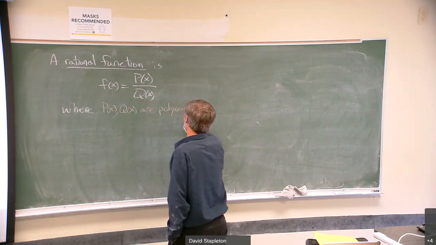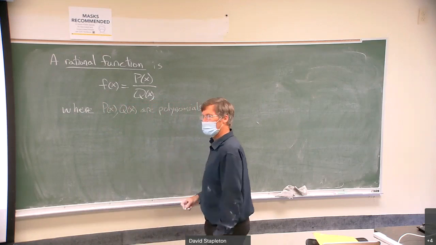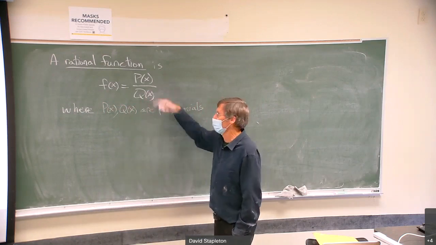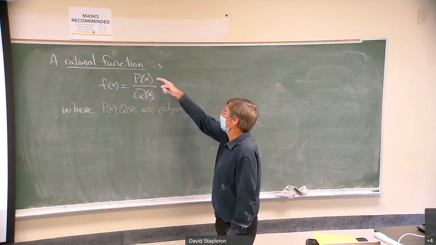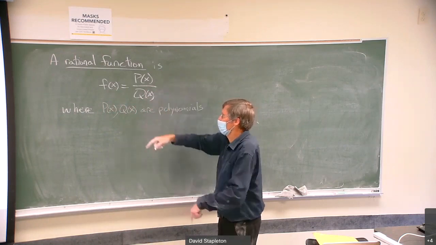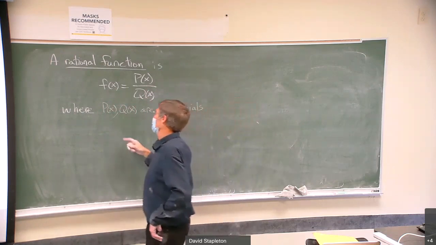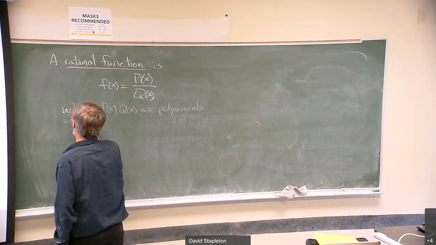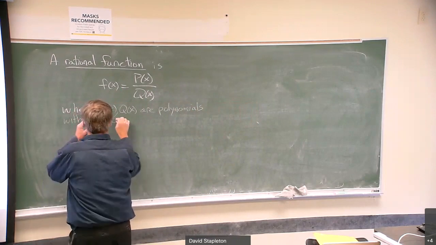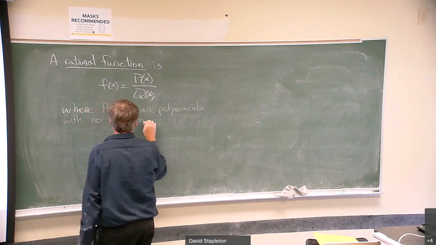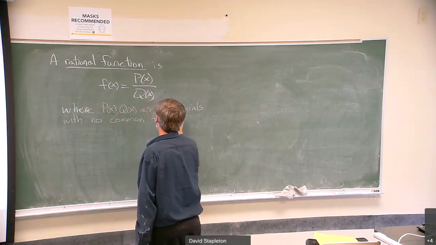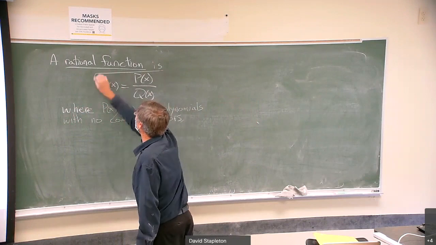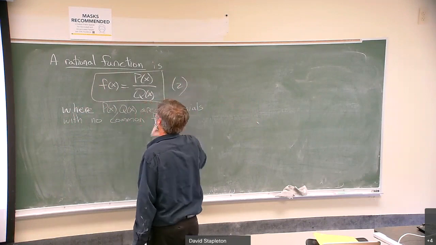And sometimes they can have a common factor. If there's a common factor, we assume you cancel it out ahead of time. So if these two have any common factors, cancel them and then deal with them. So we'll say a rational function is actually this, where these are polynomials with no common factors, you would have canceled them. That's all a rational function is. We call it equation 2 or something.